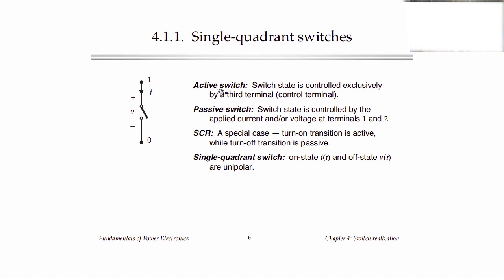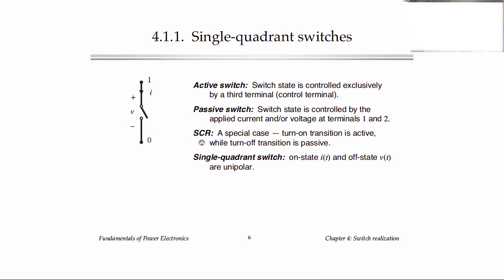Further, we have what are called active switches. In these switches, the switch state, whether it's on or off, is controlled only by a control terminal, like the gate of a MOSFET or IGBT. And so we know at any given time the conducting state of the switch by the control signal that we have applied to it. On the other hand, a passive switch doesn't have a control terminal, for example a diode, and instead its switch state is controlled by the converter waveforms that are applied to the switch. So if the converter voltage or current forward biases the diode, then the switch will be on, for example.